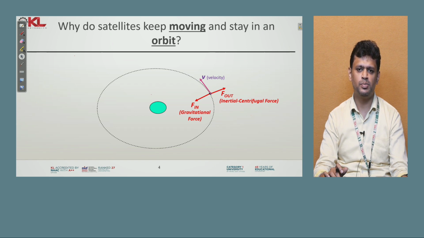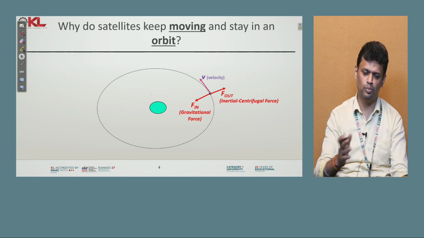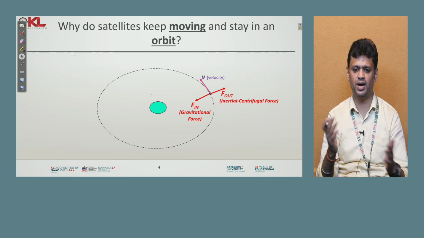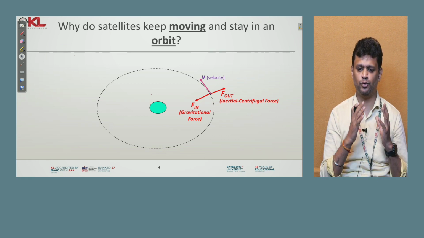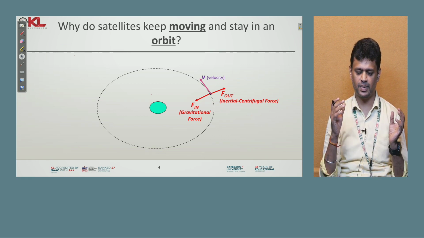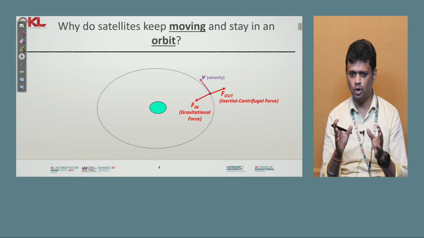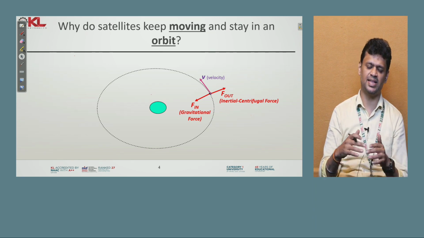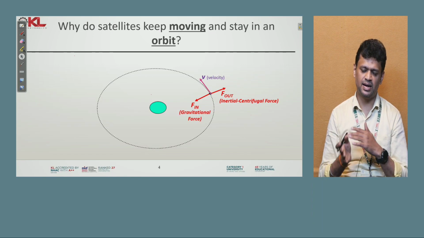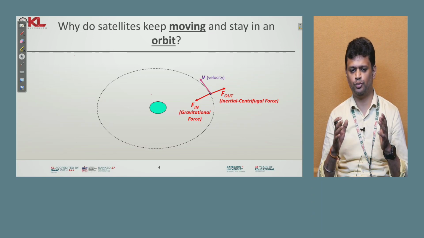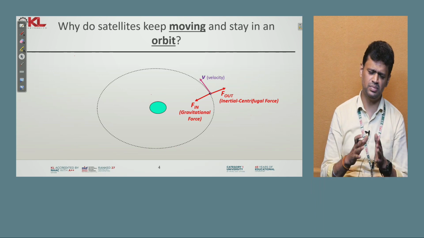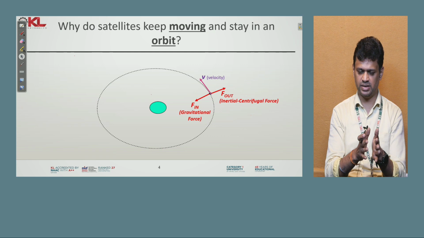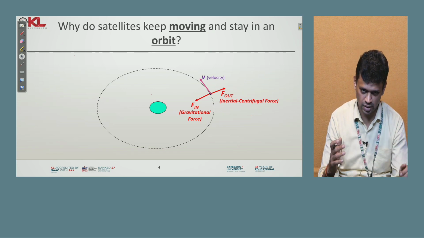So why does a satellite keep moving and stay in an orbit? That is one question that may be asked: why does the satellite keep on moving, why is it not going away, why is it not falling towards the earth? So there has to be one force acting on the satellite, and another opposite to it, so that both the forces are cancelling each other, and hence the satellite remains in that orbit. So if forces are applied in such a way that all forces cancel, the body remains at a particular place, in that orbit. That is what our intention is.